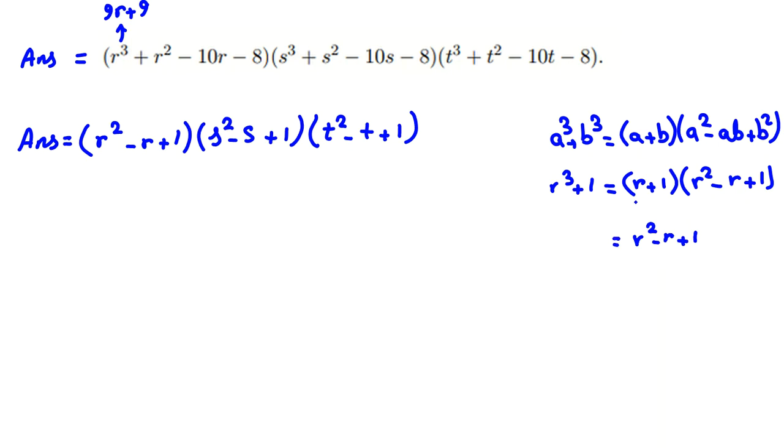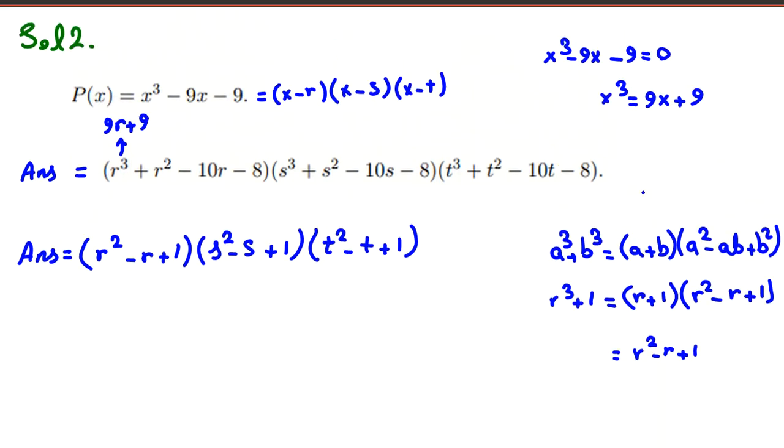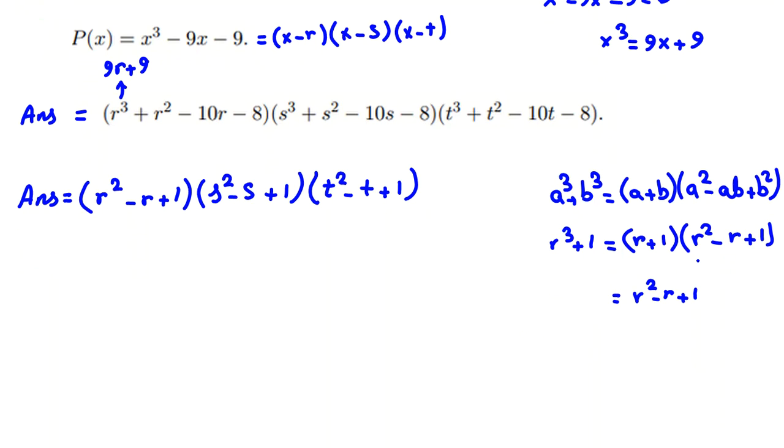We know r is not -1, so we can divide by r plus 1. The reason r is not -1 is that if you replace r with -1 here, it's not 0. So r squared minus r plus 1 is r cubed plus 1 over r plus 1.